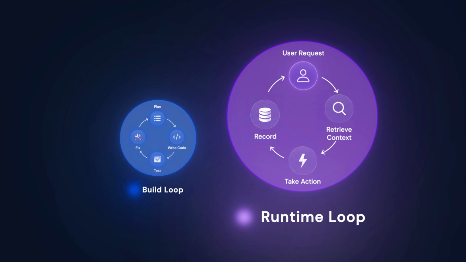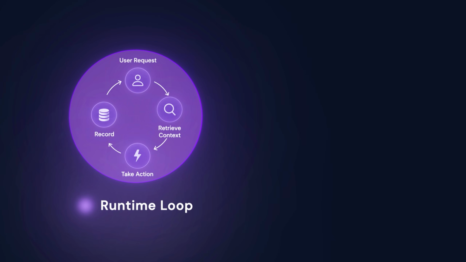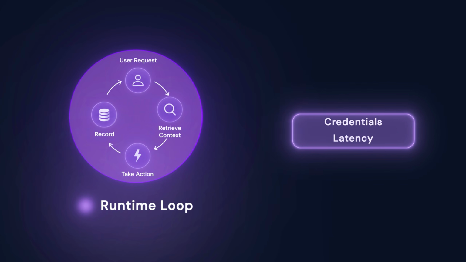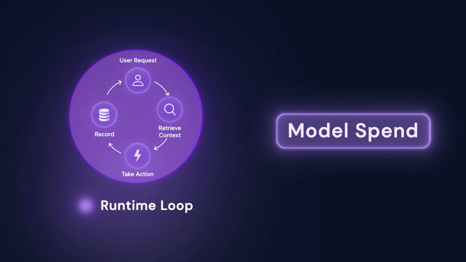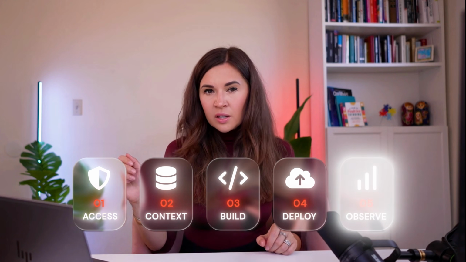A user submits a request. The application retrieves context, calls a model, takes an action, and records what happened. That second loop is where your data, credentials, latency, and model spend live. This video is about 5 stages that connect both loops: access, context, build, deploy, and observe.